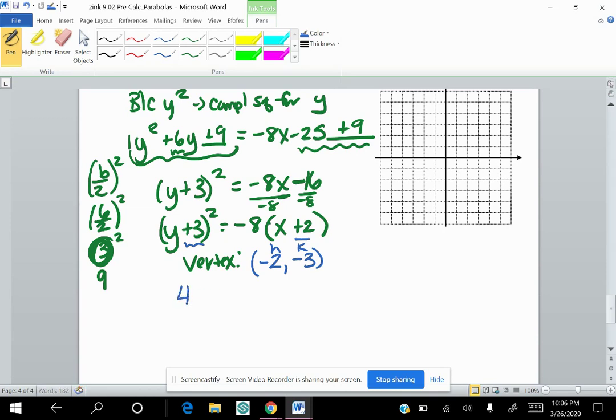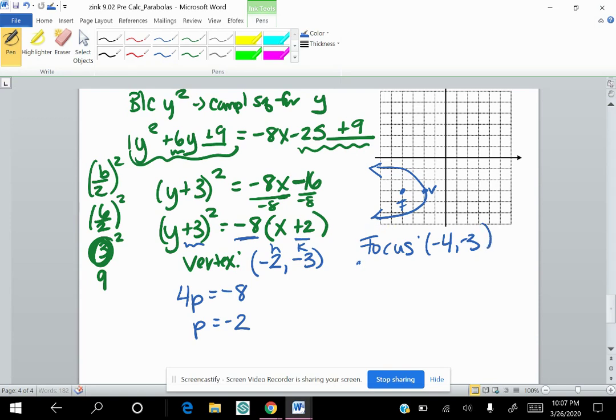And then to find p, we're going to set 4p equal to our negative 8. So p is negative 2. If I were graphing this, I'd have negative 2, 1, 2, 3. It's my vertex. Like I said, we're going to be going to the left. So I'm going to count to the left 2 boxes to my focus. I could just take my focus and write the coordinates: 1, 2, 3, 4, 1, 2, 3. So it's going to be negative 4, negative 3.